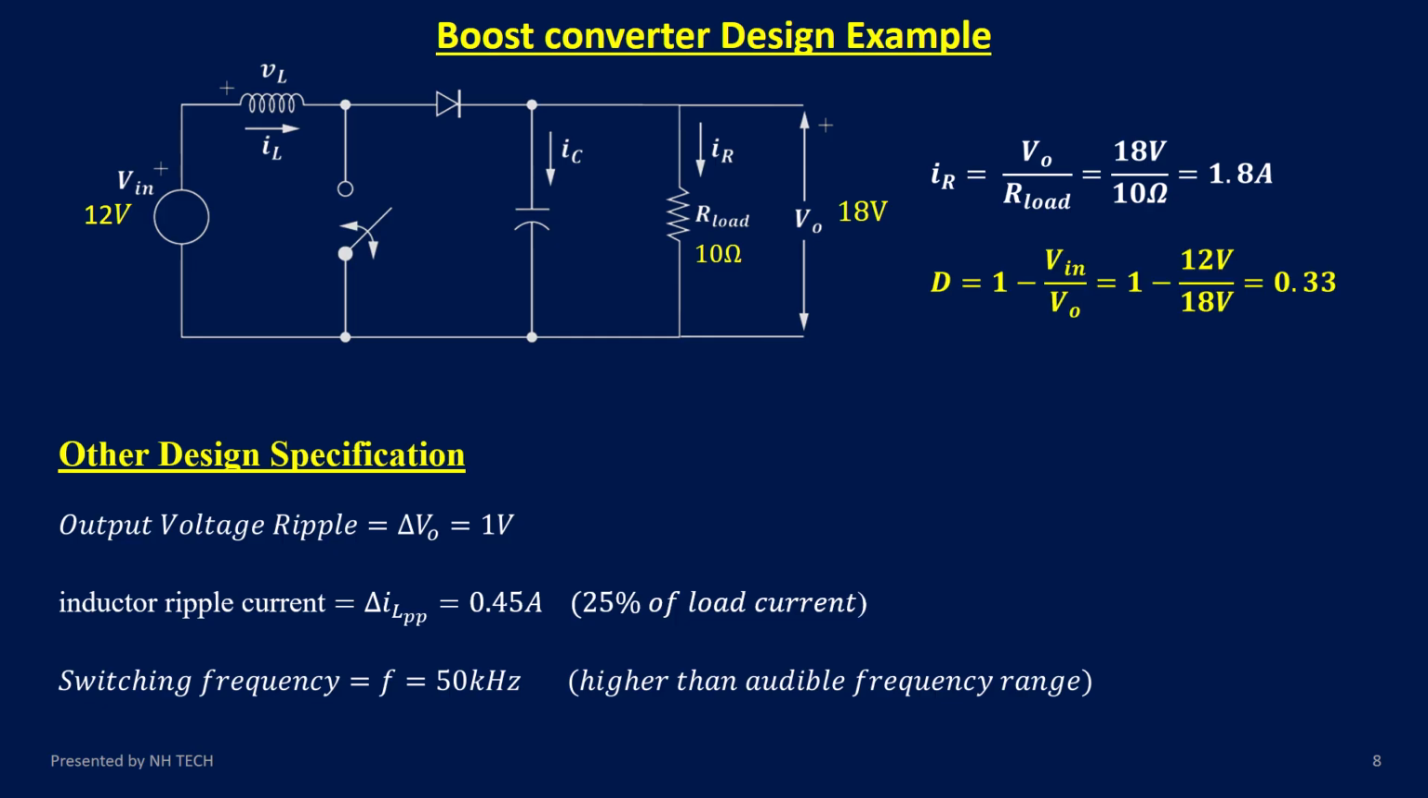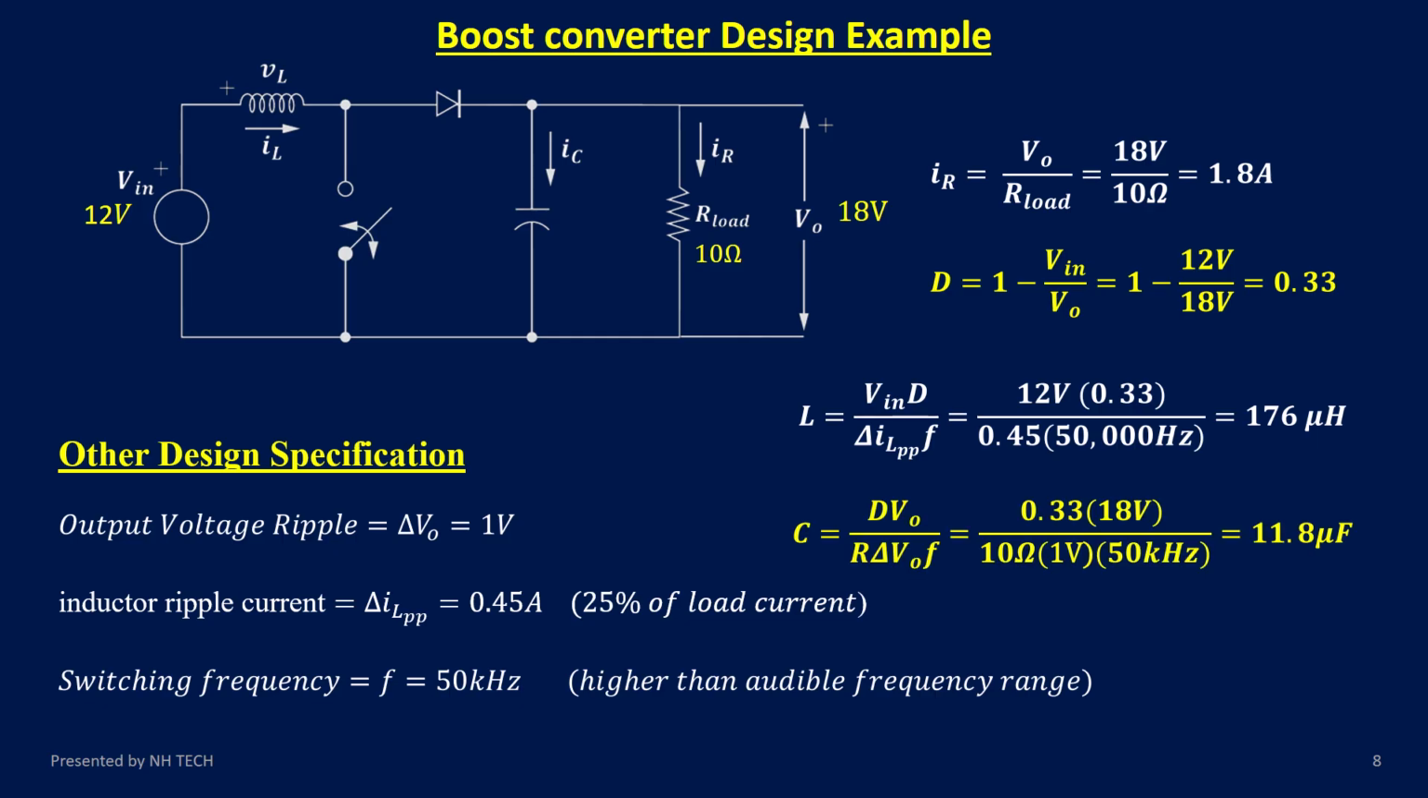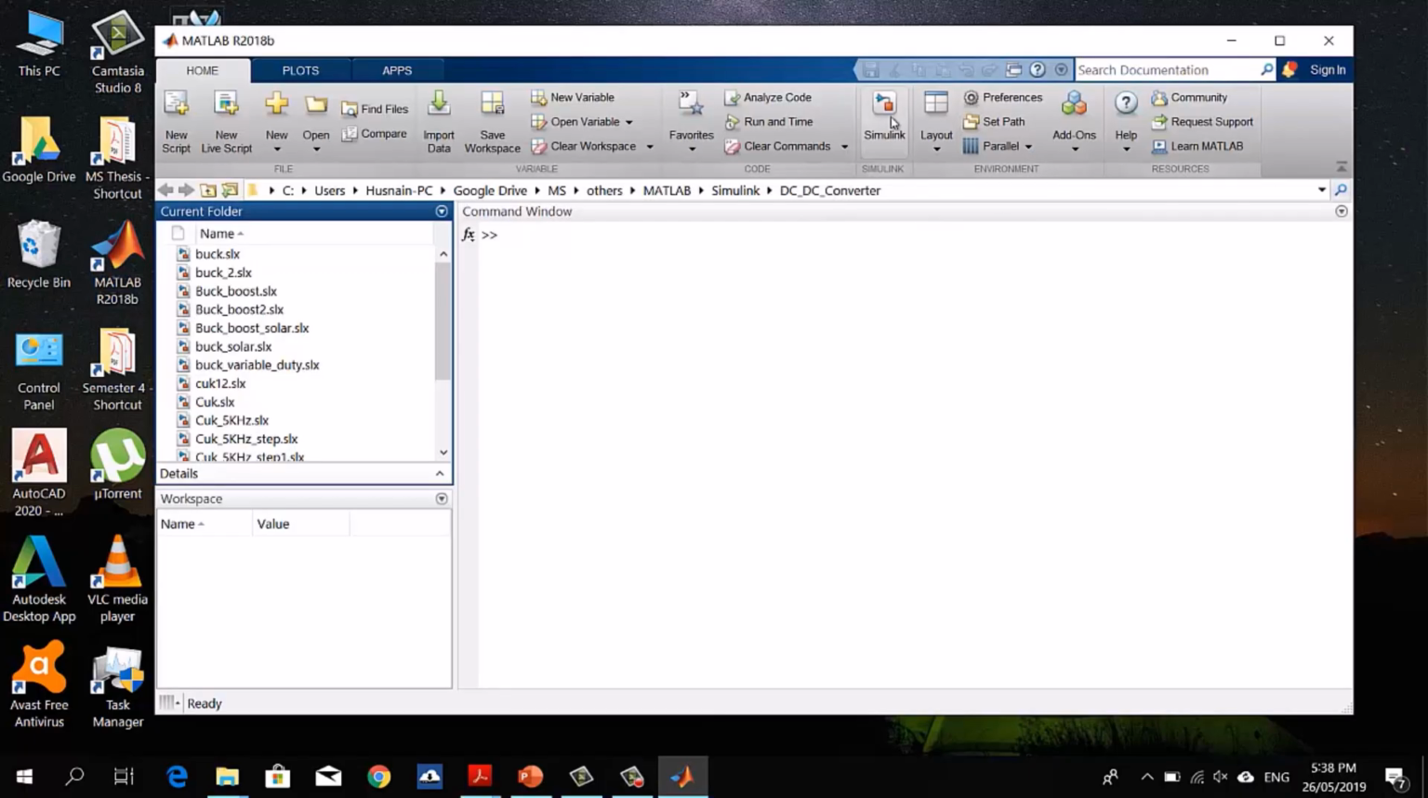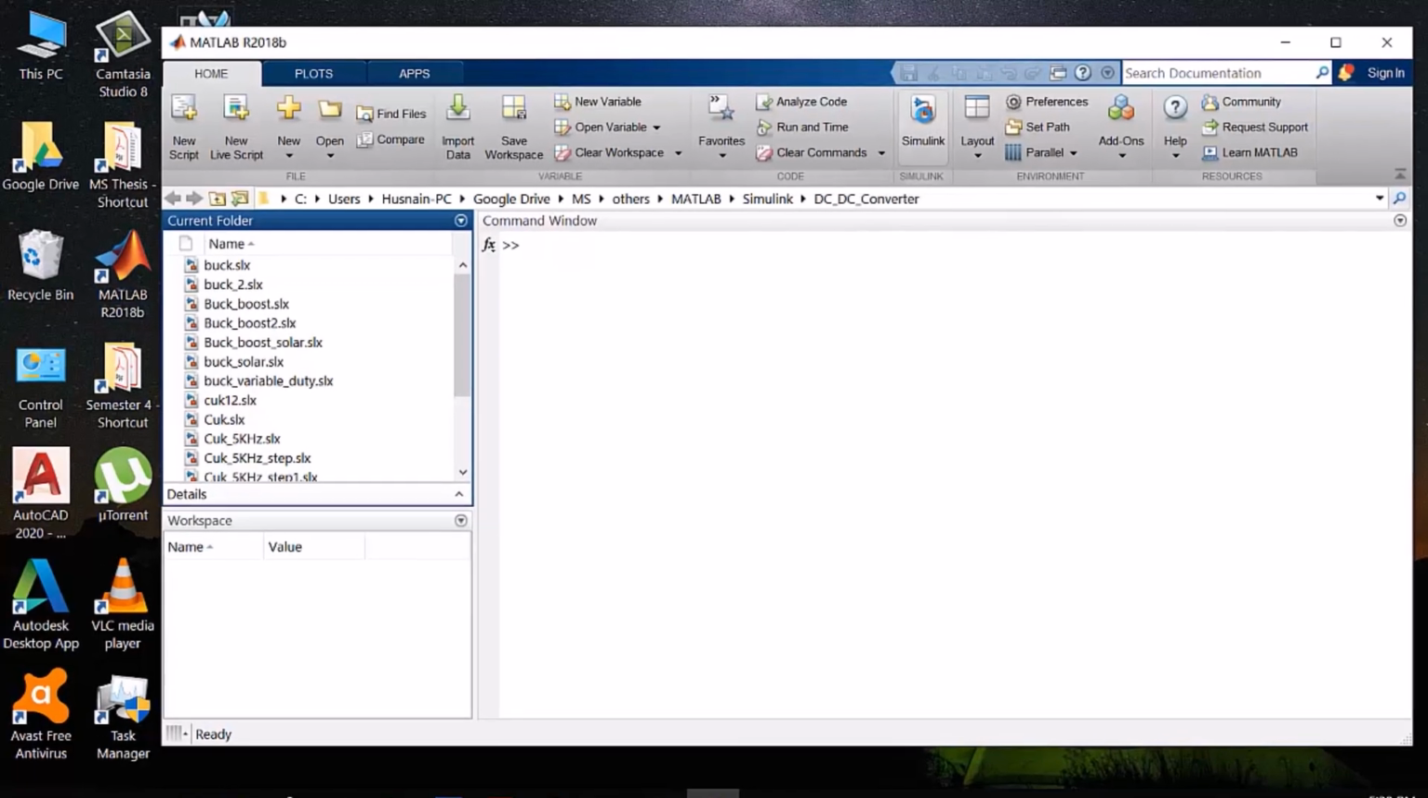Now, using the duty ratio formula of a boost converter, we can calculate the required duty ratio. For this case, it comes out to be 33%. Next, we apply the design formulas for the inductor and the capacitor. By substituting the given specifications into these formulas, we can determine suitable values of the inductor and capacitor for our design. Once the component values are calculated, the next step is to simulate the circuit in MATLAB Simulink.